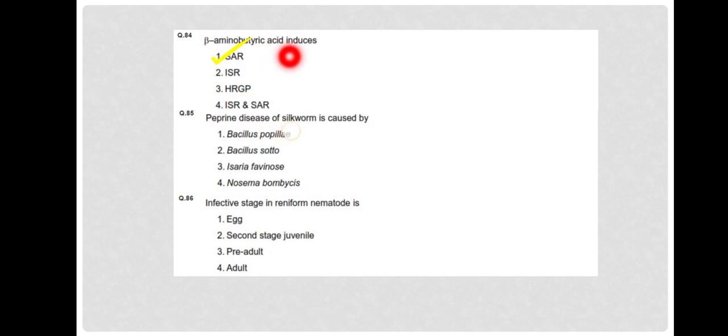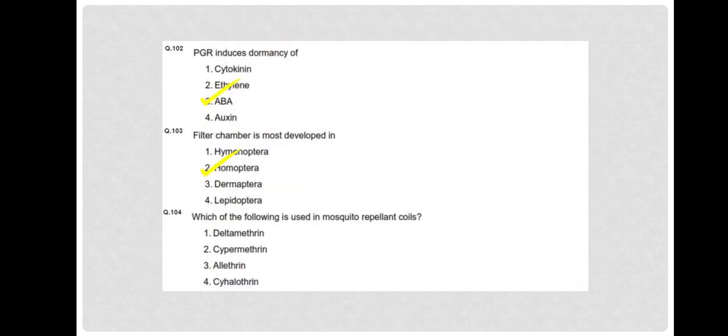Beta aminobutyric acid, short form is BABA. It induces systemic acquired resistance. It is used as a kind of marker to study the SAR. Okay. Next, question number 104.